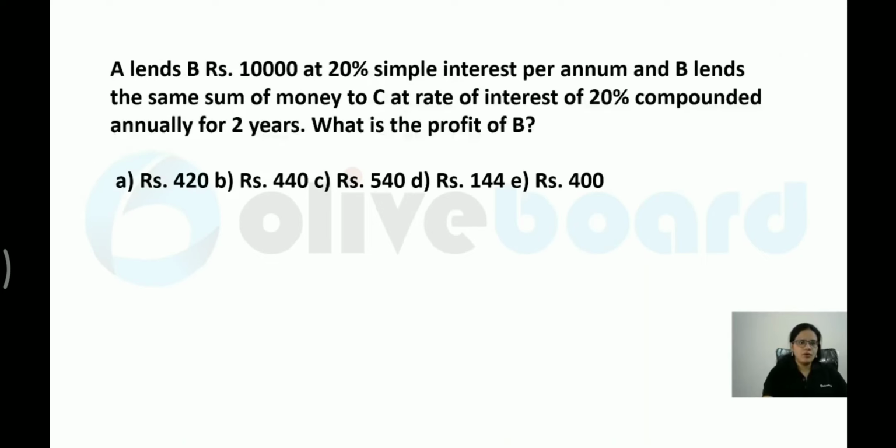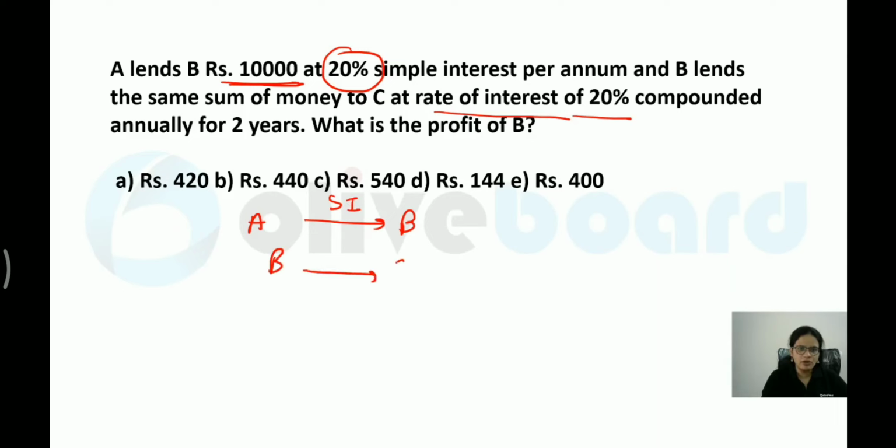So here what they have given you, A lends B 10,000 rupees, at 20% simple interest per annum, and B lends the same amount to C at compound interest over here. So what has happened? A has given the amount to B at simple interest. B has given the same amount to C at compound interest. So obviously the compound interest person will get more amount. So they are asking you what is the profit of B over here.